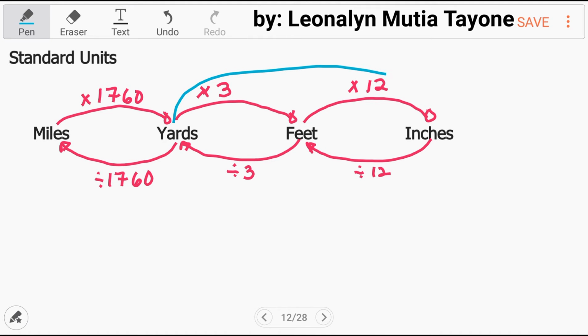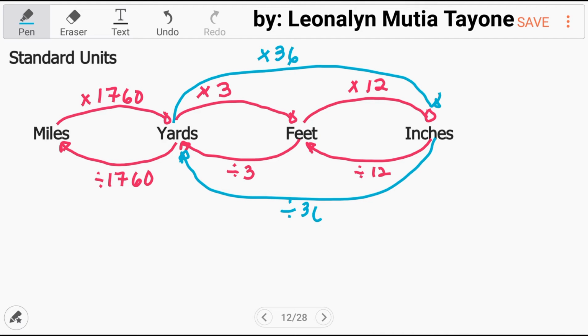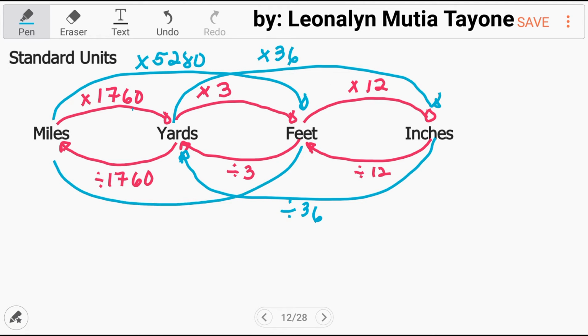Kung yard to inches multiplied by 36. Saan galing si 36? 3 times 12, that is equals to 36. Now, inches to yards, and that is divided by 36. Miles to feet, multiply natin itong 1,760 times 3, and that is equals to 5,280. So now feet to miles, and that is divided by 5,280.